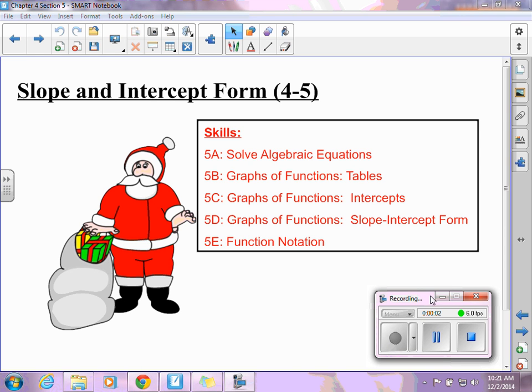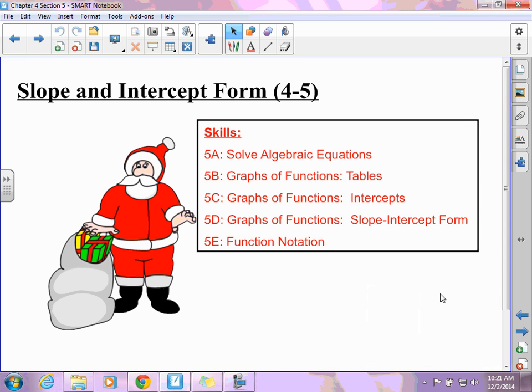Right, so for today, we're going to do part 2 of slope-intercept form. We're specifically looking at slope-intercept form, the graphs of functions. You'll notice before we did intercepts, we did tables, and now we're going on to the next form, and we kind of touched on it yesterday.